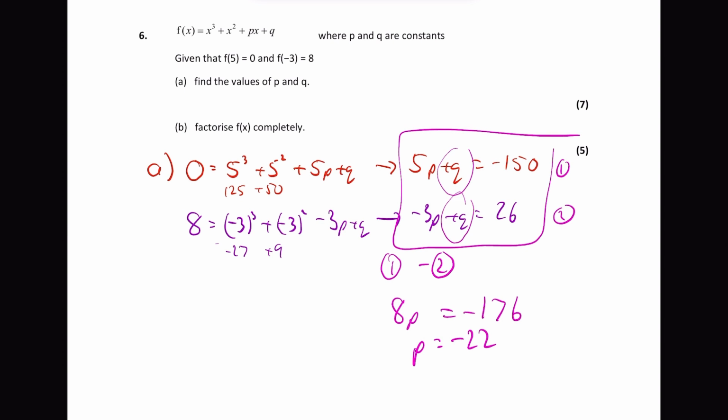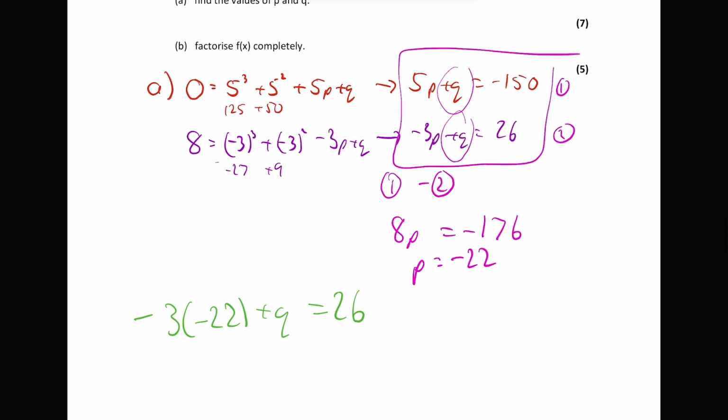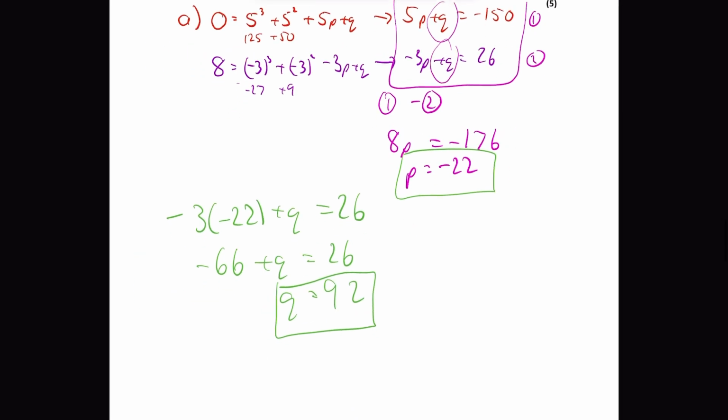And now that we know that p is negative 22, we substitute that into one of these, and we get that. So probably going to pick the bottom one because it's got smaller numbers. Minus 3 lots of negative 22 plus q is 26. So minus 66 plus q is 26. q is 92, sorry. So there are two values for p and q. Right, b.